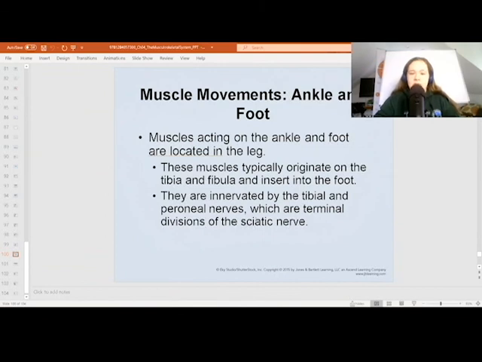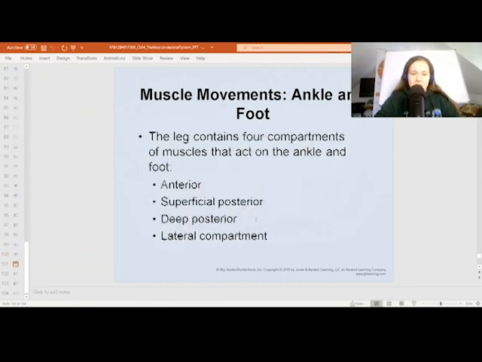These muscles typically originate in the tibia and fibula and insert into the foot. They are innervated by the tibial and peroneal nerves, which are terminal divisions of the sciatic nerve. The leg contains four compartments of the muscles that act on the ankle and foot: the anterior, superficial posterior, deep posterior, and lateral compartment.